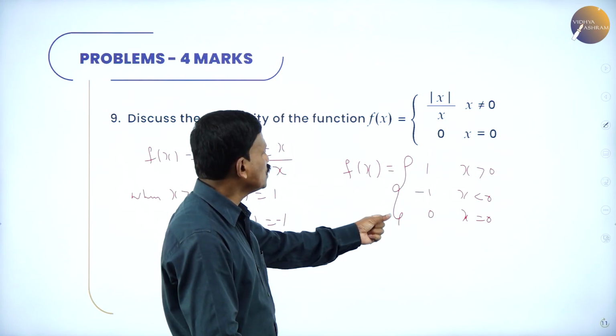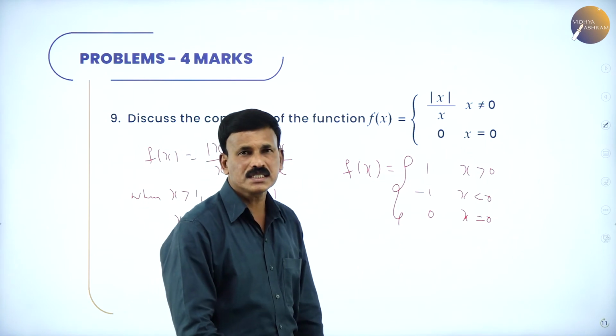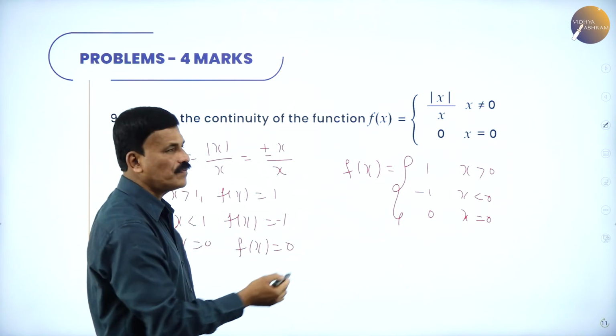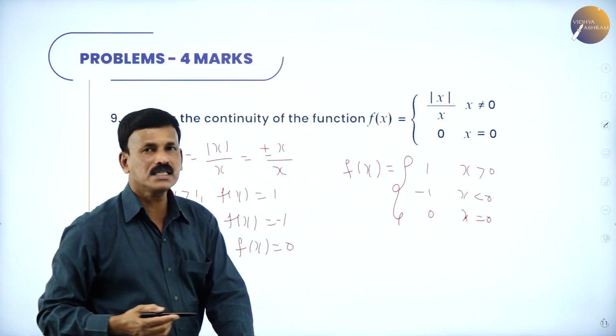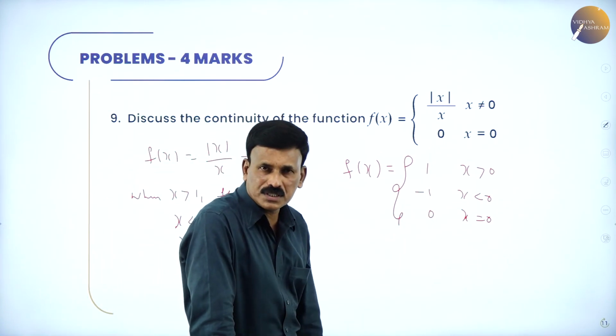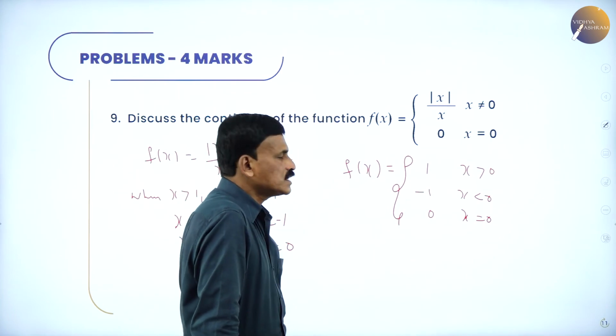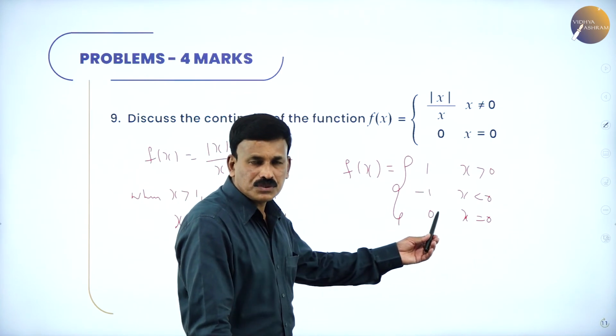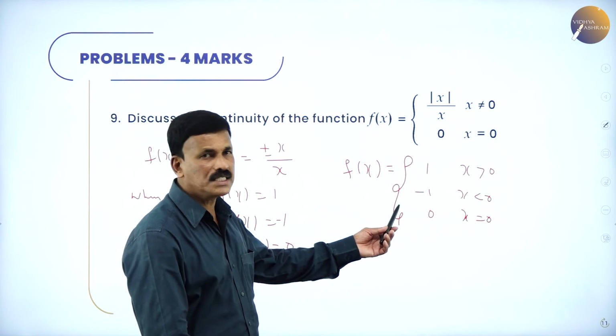Now, by taking this, check whether it is continuous or not. So, f of x is equal to 1 when x is greater than 0, minus 1 when x is less than 0, and 0 when x is equal to 0. By looking through this, you can say whether it is continuous or not.